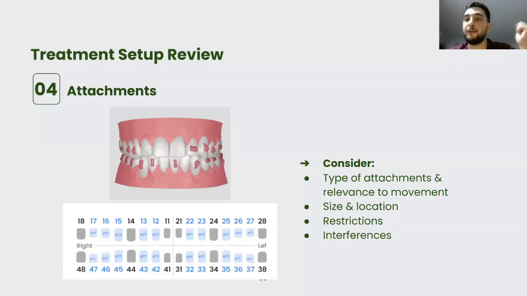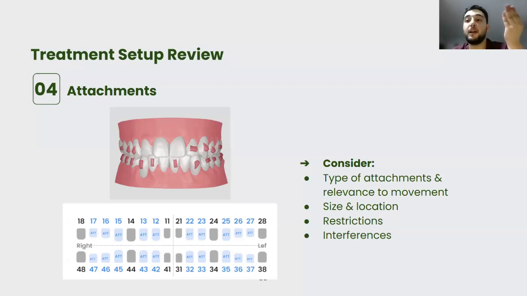So what do I want to check for attachments? First of all, I need to check if I have a sufficient number of attachments for retention. For example, if I have a long posterior segment, I have all the 8s fully erupted, and I don't have attachments for the 8 or the 7 or the 6, all the molars don't have any attachments, I'm going to expect the aligner to be loose and flappy from this side, and this is going to be really annoying to the patient. So sometimes we need passive attachments that only work for retention to make sure the aligner is not loose and annoying the patient.